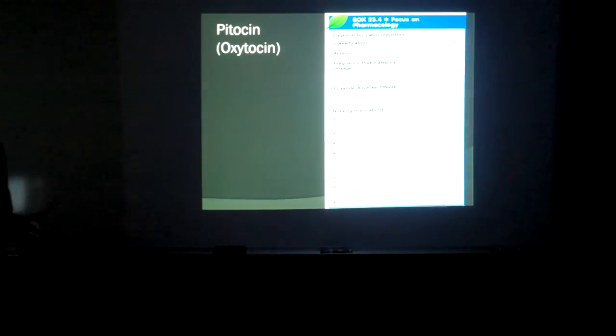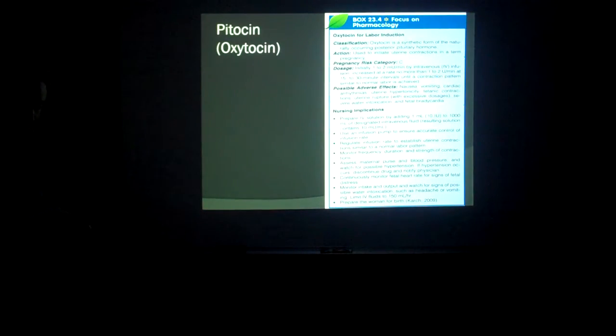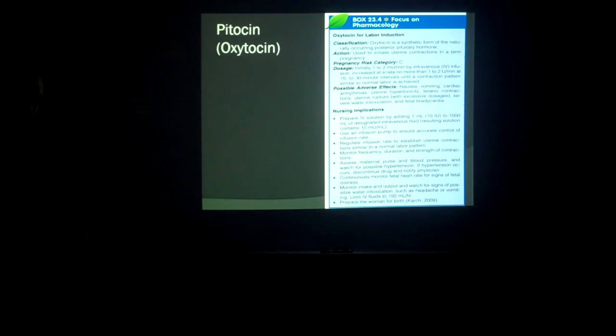And this is just a drug box on Pitocin. Pitocin is also used in the 4th stage of labor to prevent hemorrhage. It contracts the uterus down. You want to be on the lookout for uterine rupture, uterine hypertonicity, so if the uterus contracts too much, water intoxication, and hypertension. Continuous monitoring is required when Pitocin is in use, and I's and O's are also required.